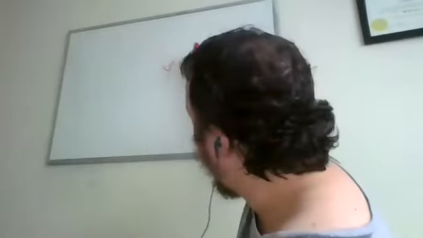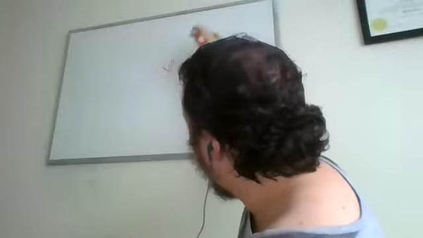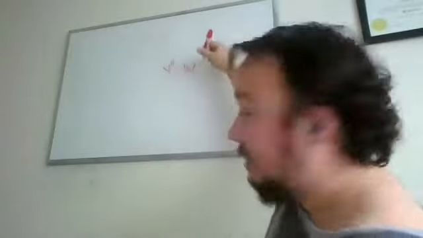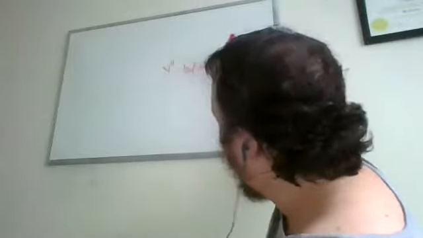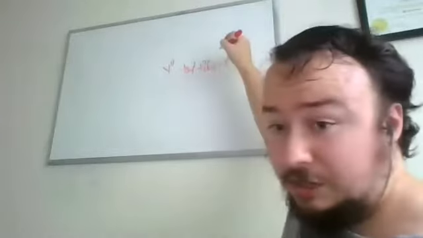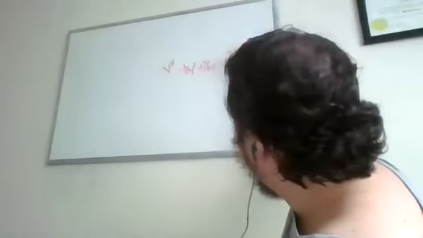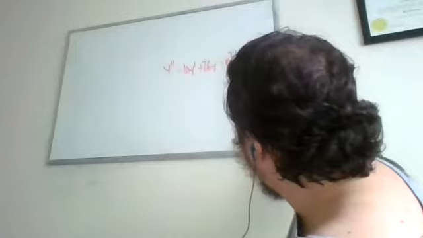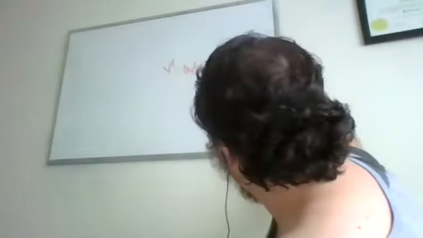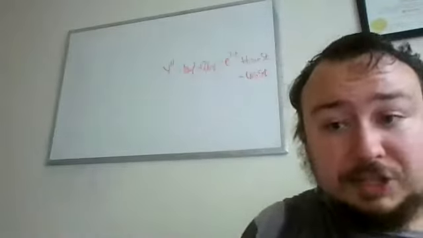So for number 10, we have y double prime minus 10y prime plus 26y equals, and then we have a long right-hand side: e to the 2t plus t sine of 5t minus cosine of 5t.